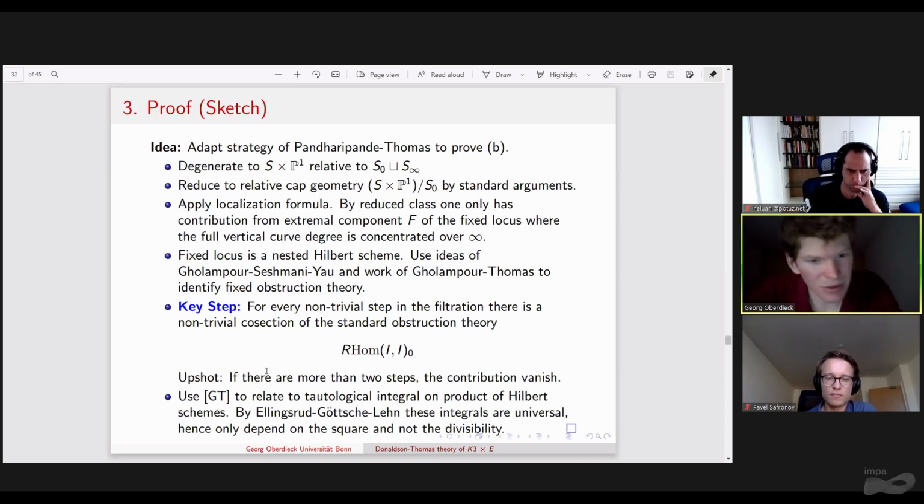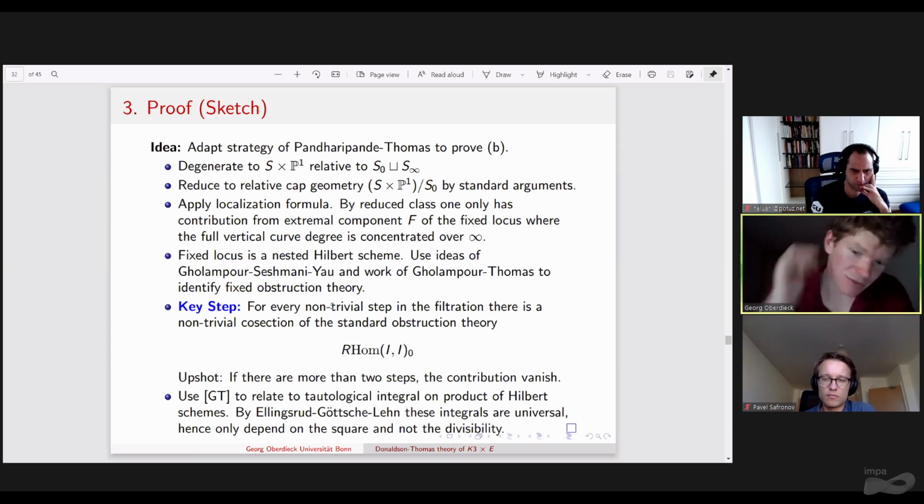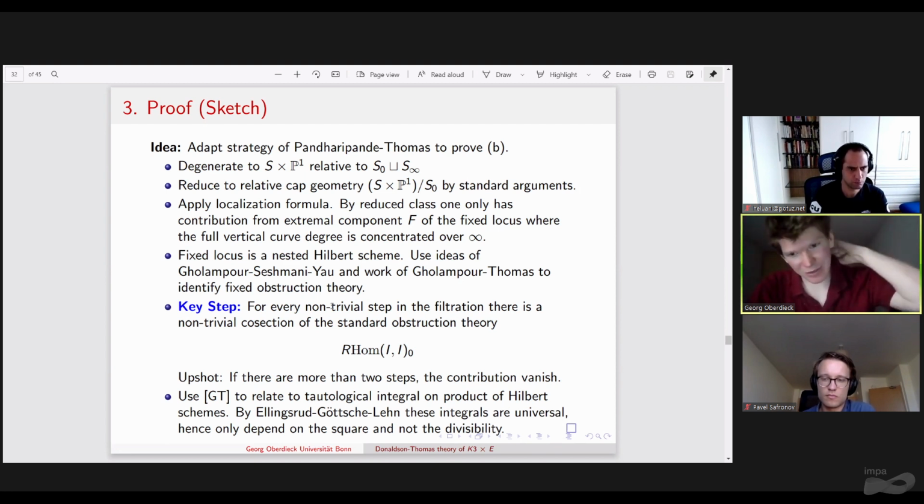And so finally, you use some result of Ellingson, Götze, and Lehn for the universality of these tautological integrals on the Hilbert scheme of points. Okay, so this was kind of the proof, and I went over it quickly because either you kind of know a lot of things or I will not be able to explain it. So yeah, if there are any questions, please let me know.